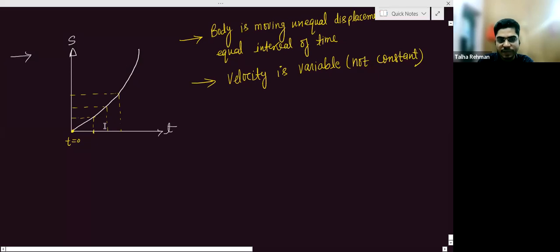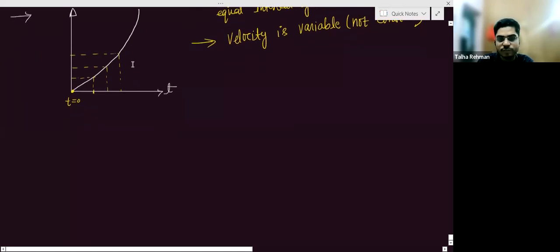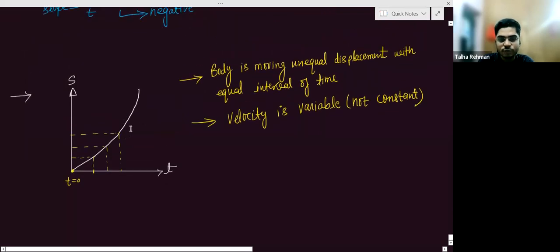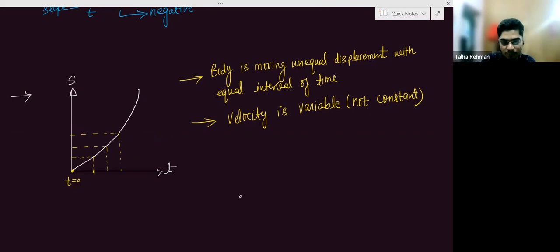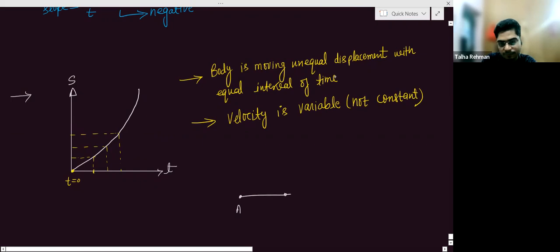If this kind of graph is there, a curve type of graph, not a straight line graph, then in this graph you will find that the body is covering unequal displacement in equal intervals of time. What is the meaning? Suppose this is some body A, and this is moving like this.